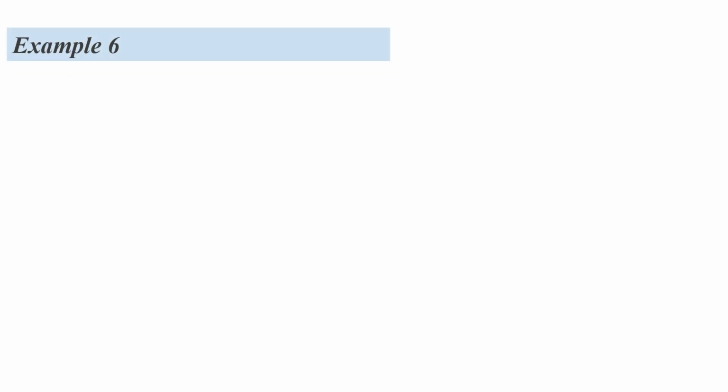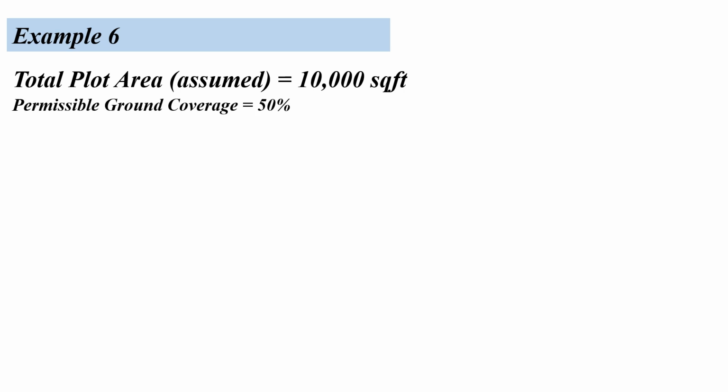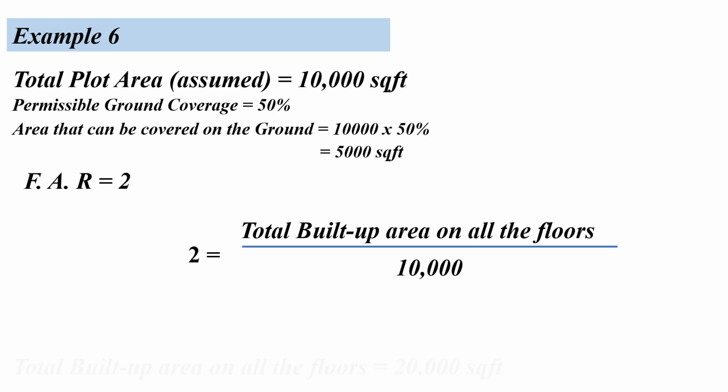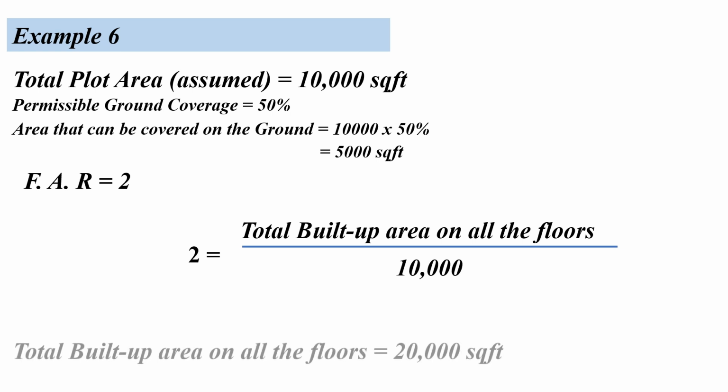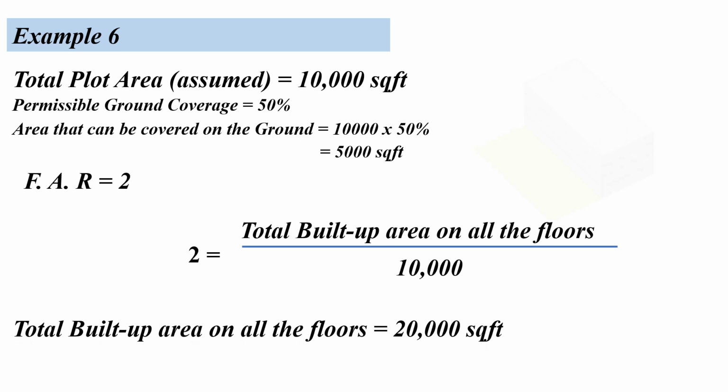In this last example, we have FAR 2 and the same ground coverage. By putting the values in the formula, we get total built up area on all the floors equal to 20,000 square feet, which means we can have 4 floors of 5,000 square feet each.